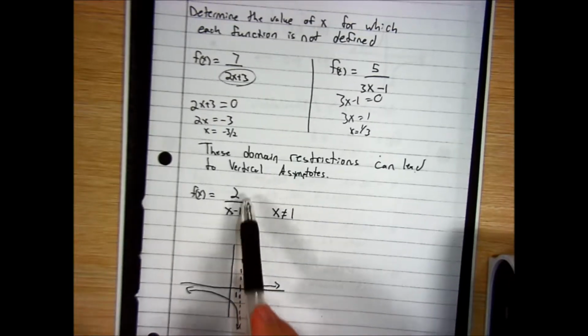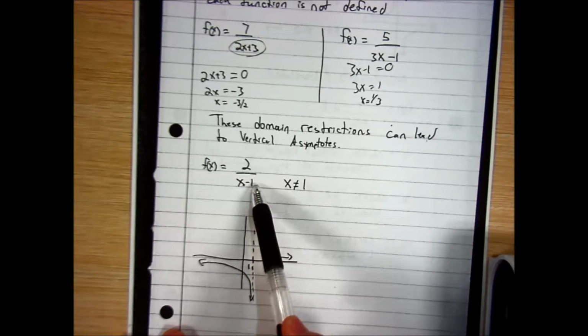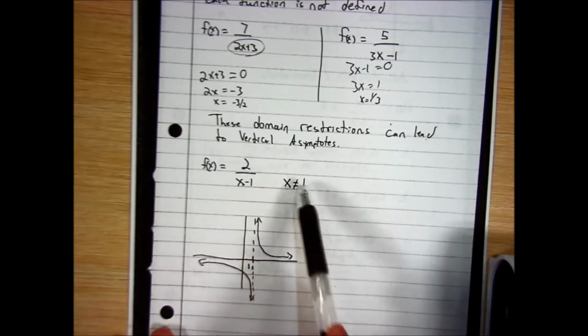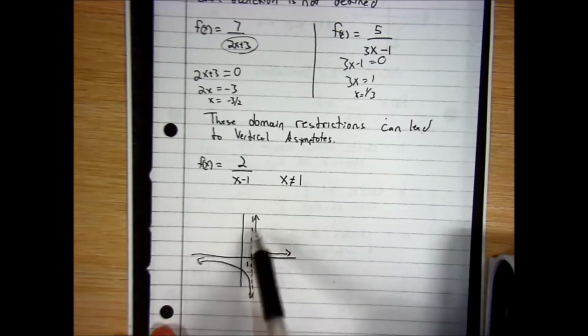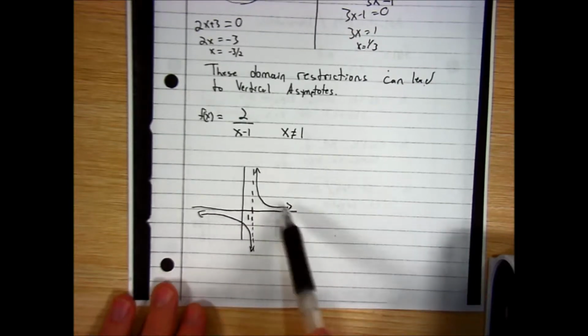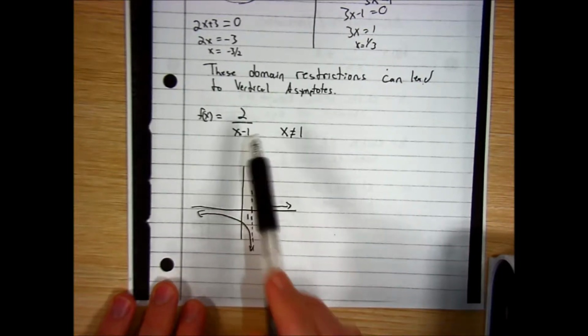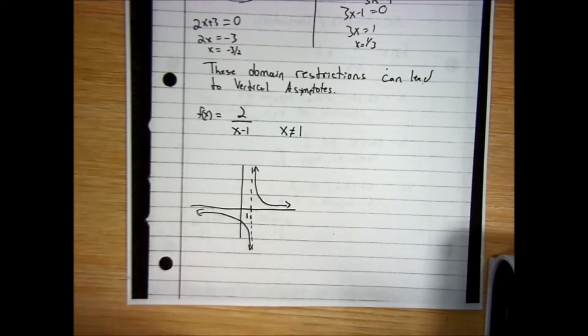Okay, an example, just a rough sketch here of one. If we had 2 over x minus 1, if x was 1, we'd get 0 down here, so I know x cannot be 1. That is where there'll be a vertical asymptote. Because if x did equal 1, we'd have 0 in the denominator, we'd get an error. So that's what causes this imaginary line, or vertical asymptote, to happen.